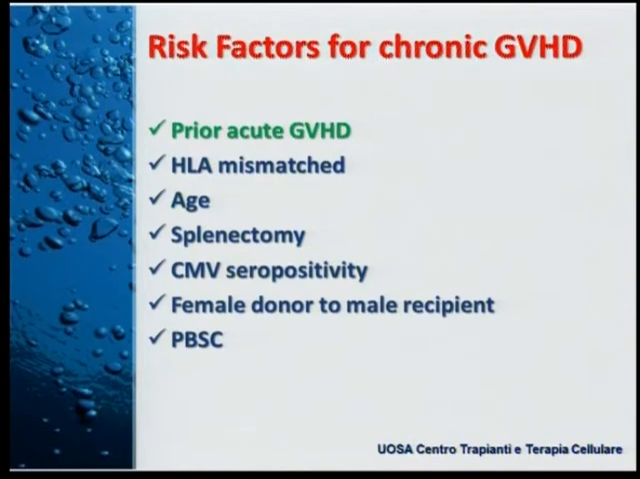The risk factors are the same as for acute GVHD, but the most important are a prior acute GVHD and HLA disparity, followed by older age, splenectomy, CMV seropositivity, female donor to male recipient, and peripheral blood stem cells.